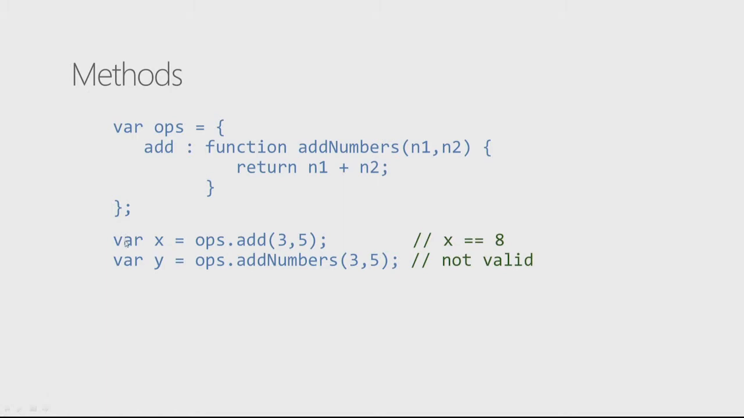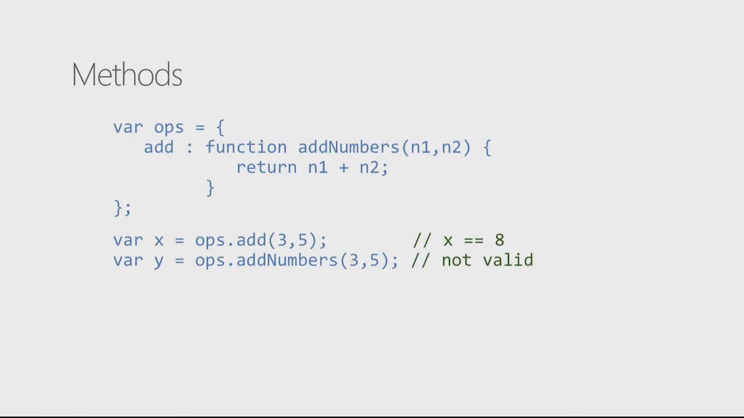So down below, if I say var x equals ops.add(3, 5), well, 3 and 5 get passed into here, and then they're added together. That's why we get that x equals 8. But I can't call ops.addNumbers, even though that's the name of the function, which is kind of interesting.